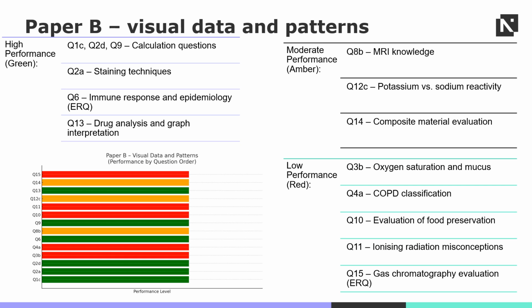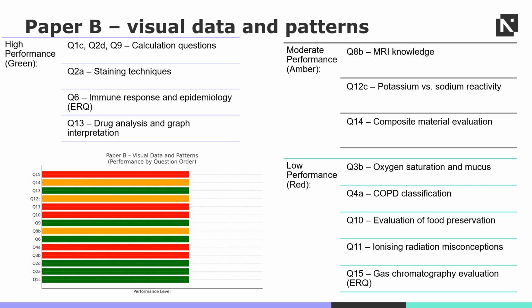Question 6, the extended response on the immune system and epidemiology, was one of the stronger ERQs in this paper. Students who understood antigen response and transmission patterns applied their knowledge well. Question 13, which involved interpreting a drug trial graph, was also handled well by students who drew logical conclusions about drug effectiveness. In the amber zone, students showed some knowledge but struggled with depth.